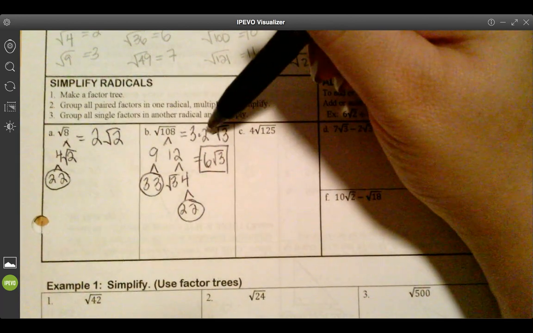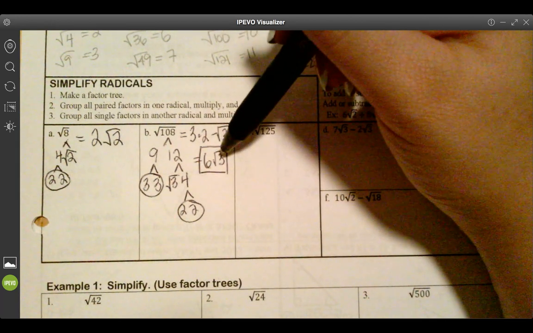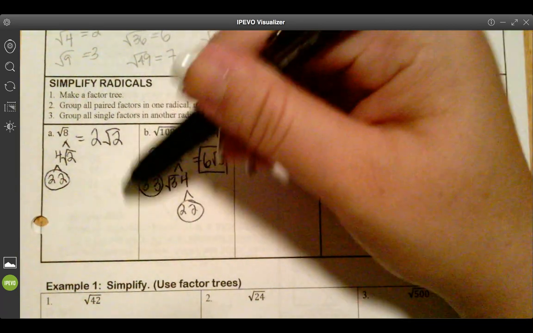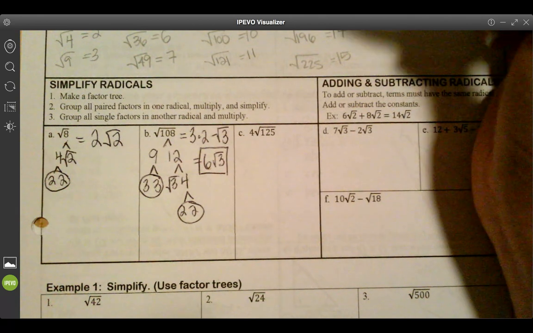Now, the reason we don't do 6 times 3 now is because the 6 is outside of the radical and the 3 is inside of the radical. And that was the whole point of doing this factor tree, is to find out which of these can reduce from their perfect square form.